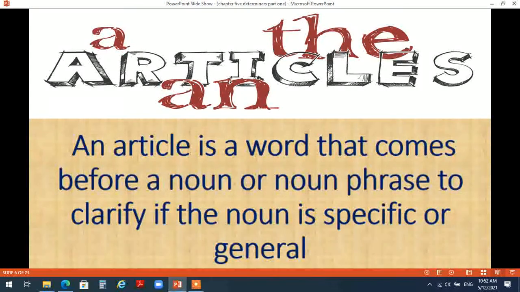It is called articles. So again we need to give some simple definition of the word article. We can say that an article is a word that comes before a noun or a noun phrase to clarify if the noun is specific or general.